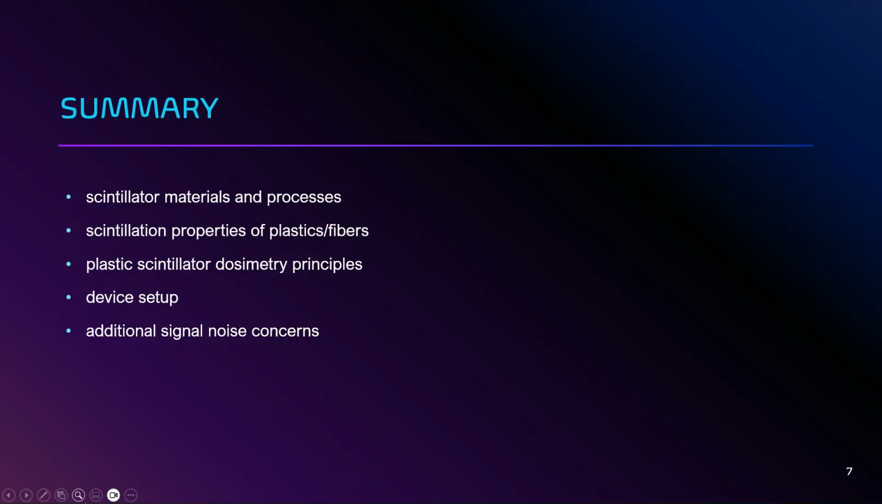So, in summary, we talked about scintillator materials and processes. We did an overview of scintillation properties of plastics and fibers. Also, the dosimetry principles using plastic scintillators, and with an example of a typical device setup, and talked about some of the concerns reading the data, the signal that comes out of the detectors.